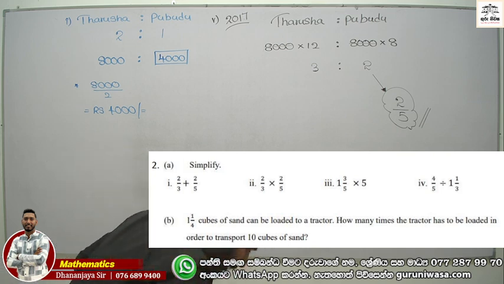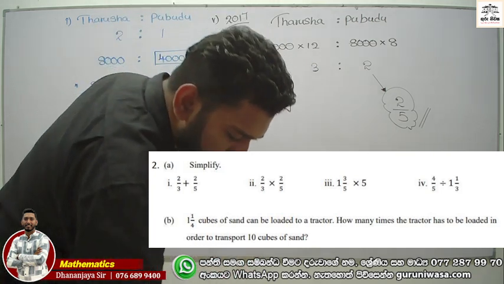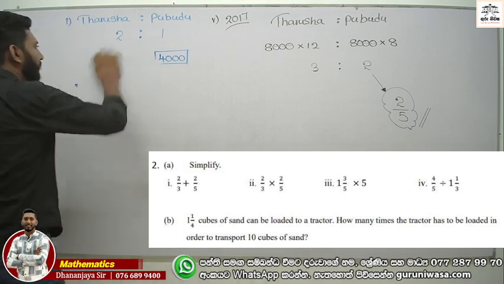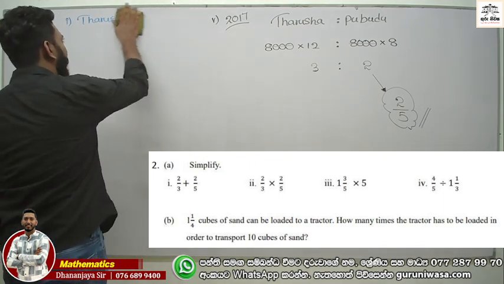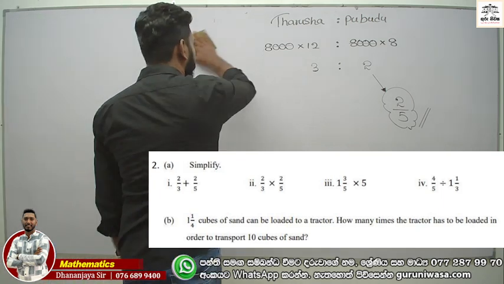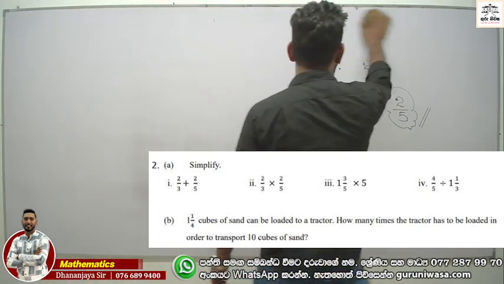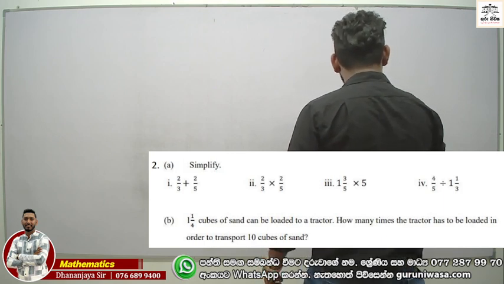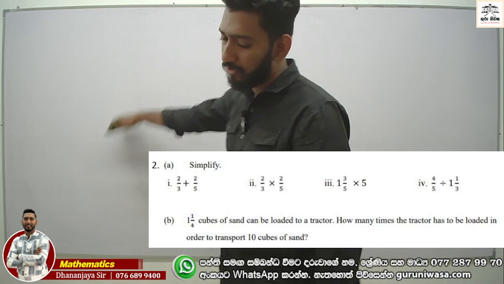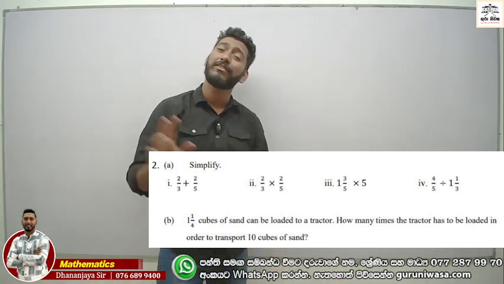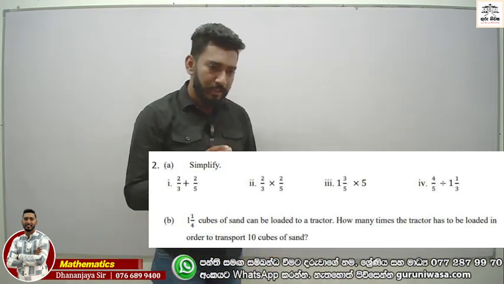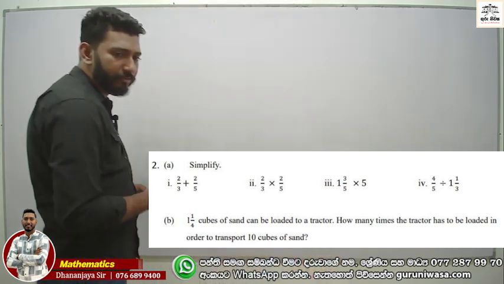Right. Now the next question is relevant to fractions, right? That's the other compulsory question relevant to the fraction lessons. Multiplication, addition, division, subtraction, right? A lot of things. The first one is 2/3 plus 2/5.